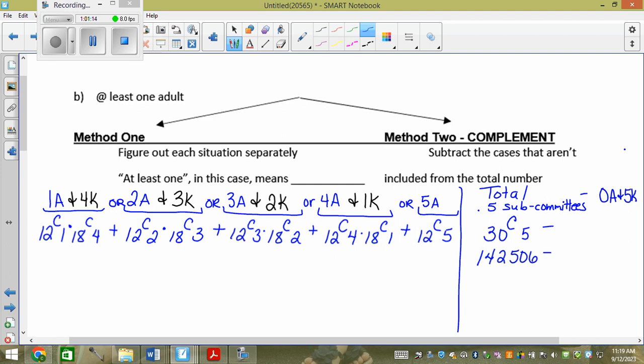So 0 adults, do I even have to write, do I have to show it? No. Could I? Could I go 12C0 times 18C5? Sure. So I'm just doing the complete opposite. I'm taking the total minus the cases that don't fit, right? So this is 8, 5, 6, 8, and I subtract them.